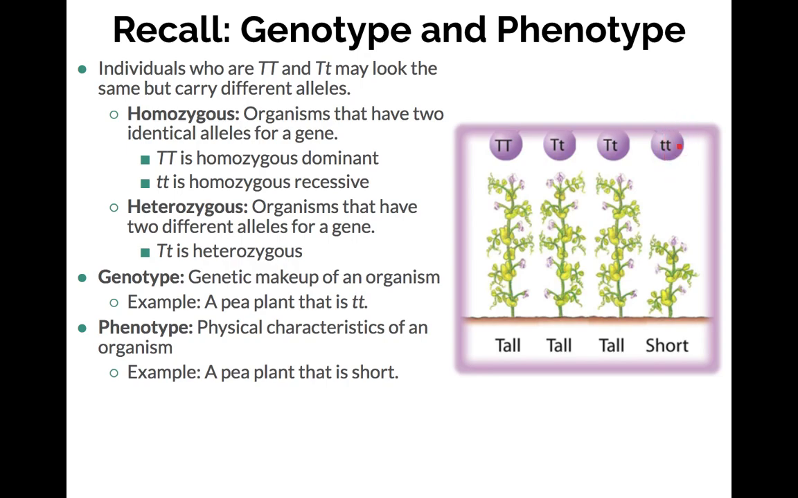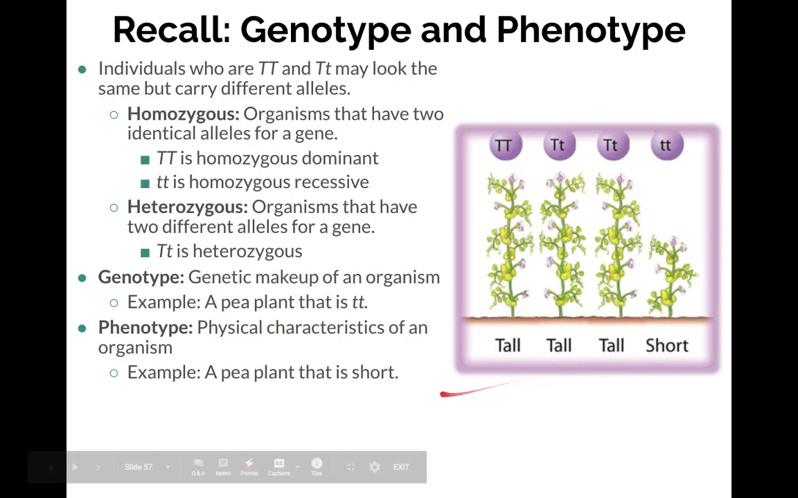Heterozygous is organisms that have two different alleles for a gene. So a big T and a little t would be two different alleles, okay, and that would be heterozygous. Now the heterozygous is always going to look dominant, or is going to look like the homozygous dominant one, however their genotype is different. The genotype, again, is the genetic makeup, so literally just the letters or the alleles that make it up, and the phenotype are the physical characteristics, so in this case, physical would be tall or short.